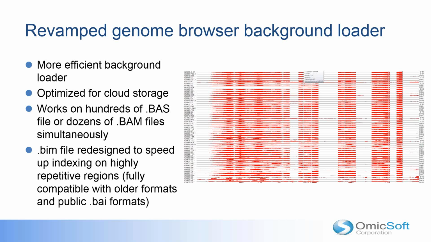So we also redesigned the BIM file, which is our indexing file for BAM file and BAS file. So it works much more efficiently now on repetitive regions. If you have older formats of BIM file that you never recreated, that's fine. We still fully support them. If you have public BAI files and you don't want to regenerate the more efficient BIM file, that's okay. We'll also take BAI files.